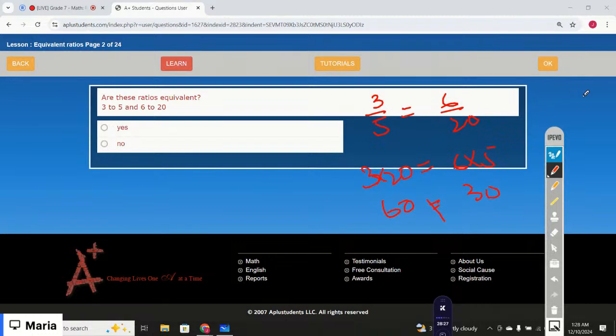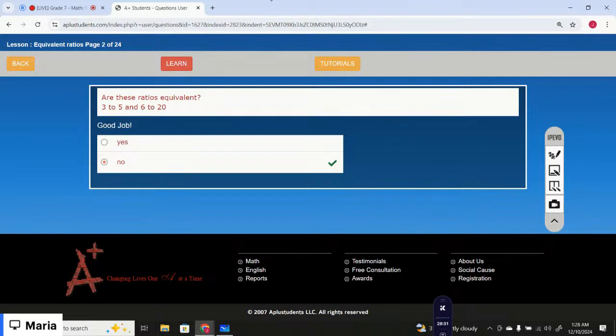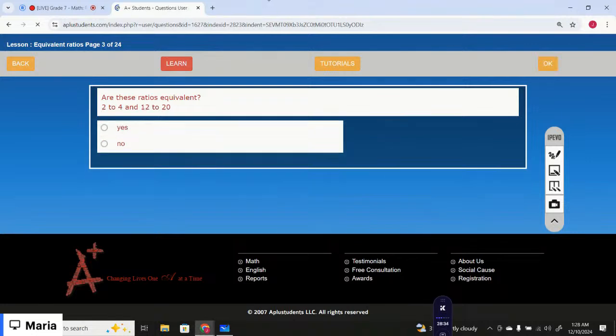The correct option is no, they are not equivalent. The next one is, are these ratios equivalent, 2 to 4 and 12 to 20? So which is the correct option?